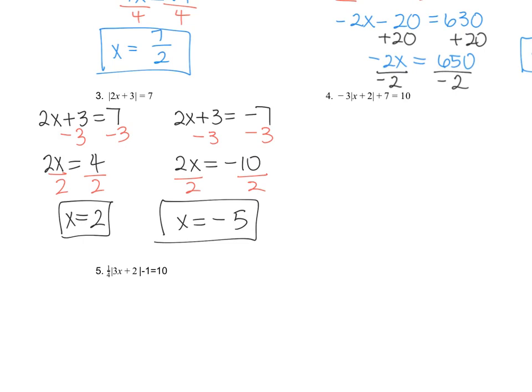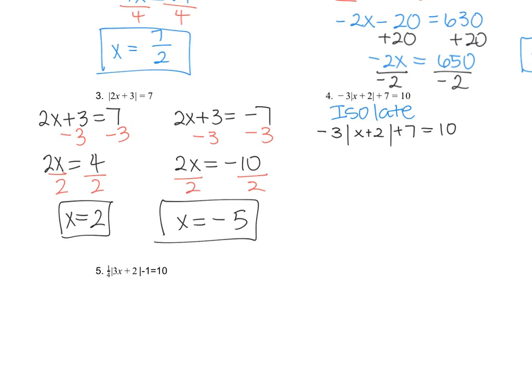Our next example says negative 3 times the absolute value of x plus 2, plus 7 equals 10. Now before I can set up my two absolute value equations to solve for x, I first have to isolate the absolute value. So I'm going to rewrite it here. Negative 3 times the absolute value of x plus 2, plus 7 equals 10.